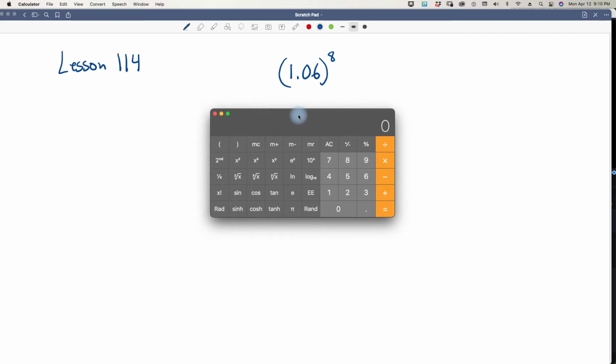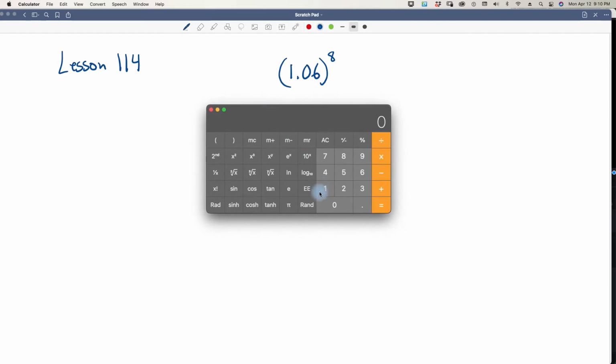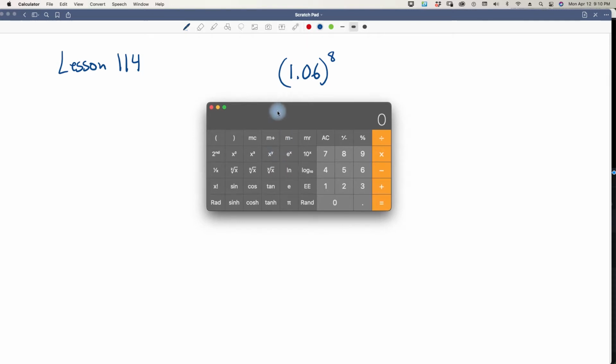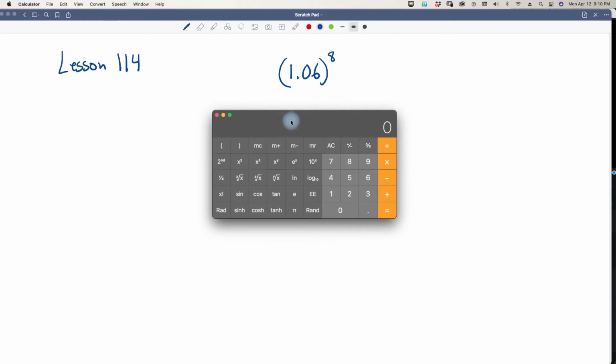In order to do that, we're going to first identify our exponential key. On my computer, it tells me that it's XY. I'm just using the calculator that's built into my computer. So what I'm going to do is type in 1.06 and then raise it to an exponent of 8. I'm going to do it like this.